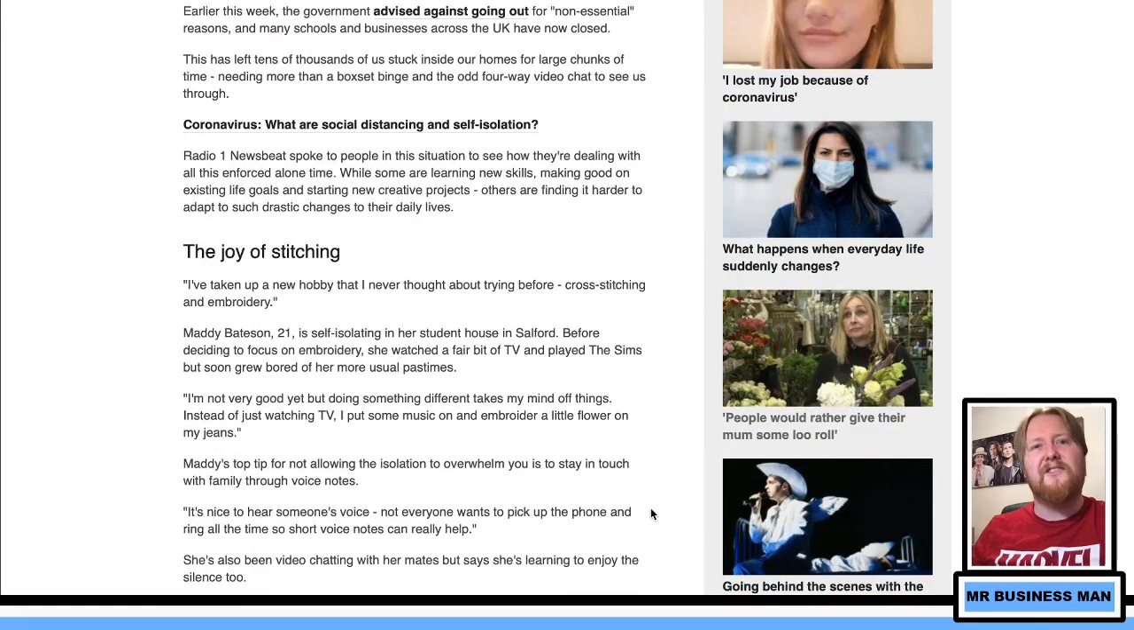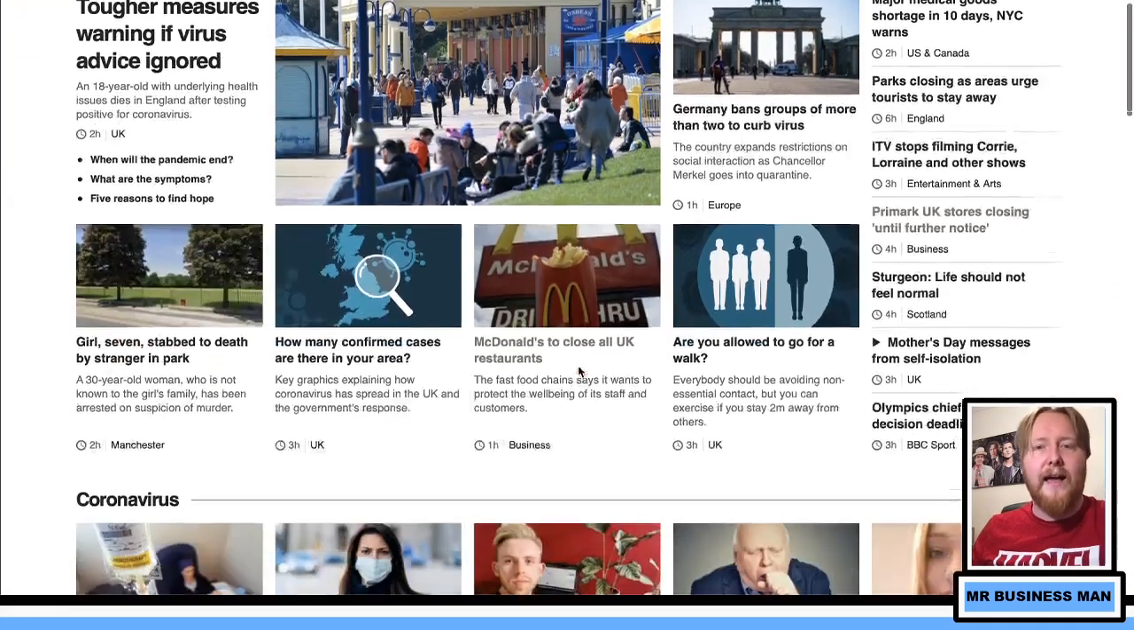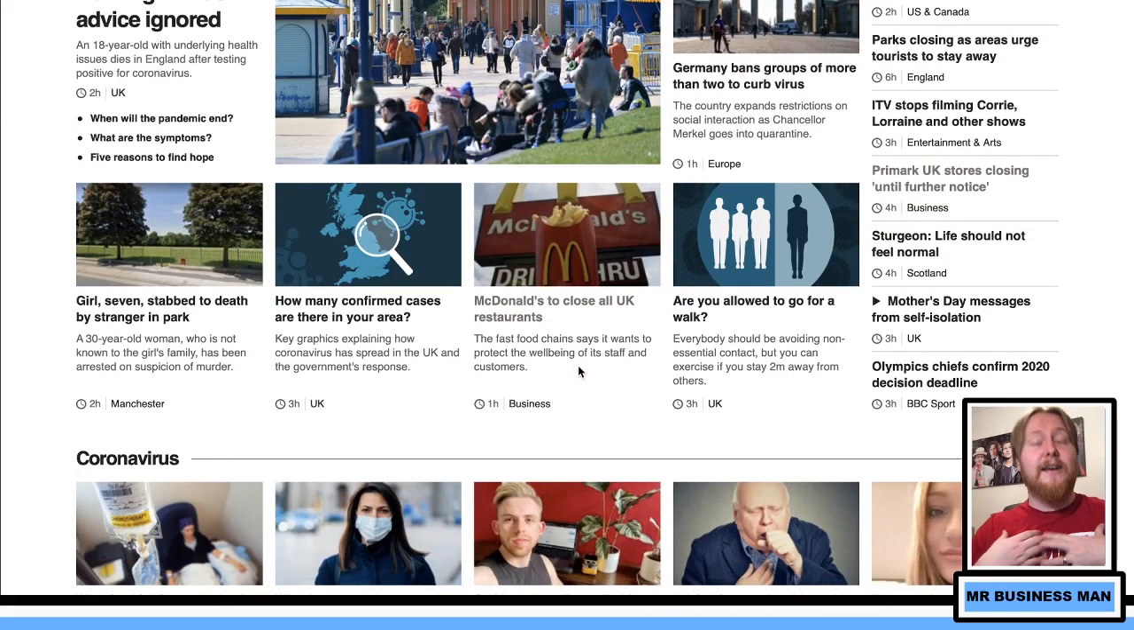The joy of stitching. I've taken up a new hobby that I never thought about trying, cross-stitching and embroidery. Well, brilliant, Maddie Bateson 21. I'm really pleased for you. But why are you going on an international news site to shout about that? It's just not. It makes me sound really bad, doesn't it?